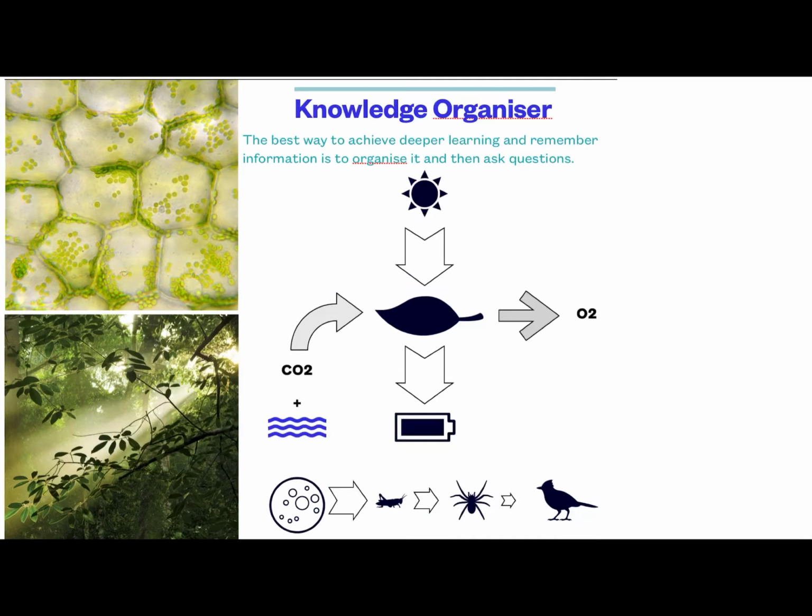So this is a knowledge organiser. This is a good way of trying to see what you can remember. So looking at the image, what does the sun represent? That arrow travelling down to the leaf. Hopefully you realise that should be the light energy from the sun. To the right, we can see CO2 is moving into the leaf.